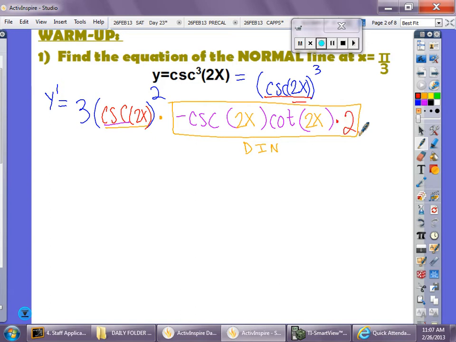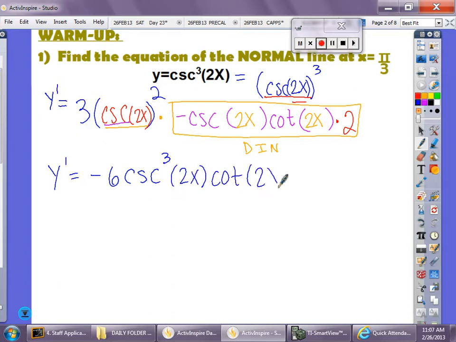You want to follow that process. Then you guys probably simplified this and got -6 cosecant cubed of 2x times cotangent of 2x, just like we started with. I like simplifying just so that I have less to do later. But actually, because I'm going to calculate with it, I'm going to leave it like this.